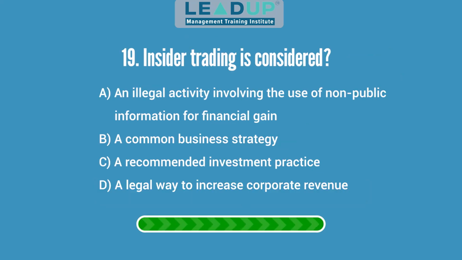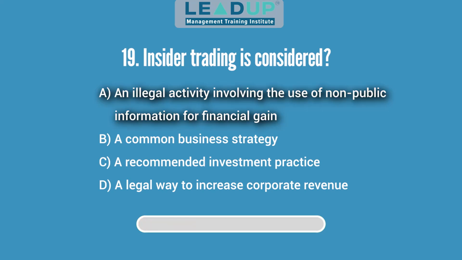Question 19. Insider trading is considered A. An illegal activity involving the use of non-public information for financial gain. B. A common business strategy. C. A recommended investment practice. And D. A legal way to increase corporate revenue. Answer: an illegal activity involving the use of non-public information for financial gain.